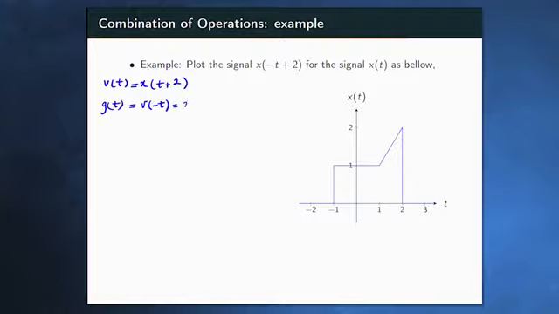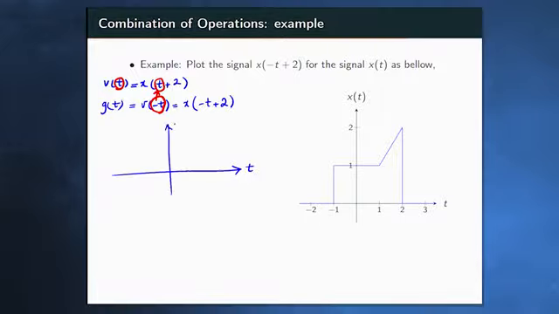Ultimately, it's going to give me x of... I have v of t, and I'm interested in finding v of negative t. I see t in here, so I'm going to plug in negative t into x of t plus 2. So that's going to give me x of negative t plus 2, right? Basically I verified that this process is going to give me the correct answer that I'm looking for. So now I'm plotting v of t.